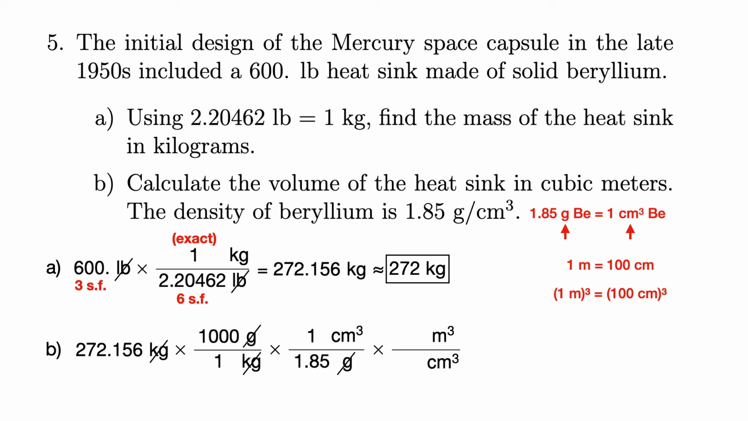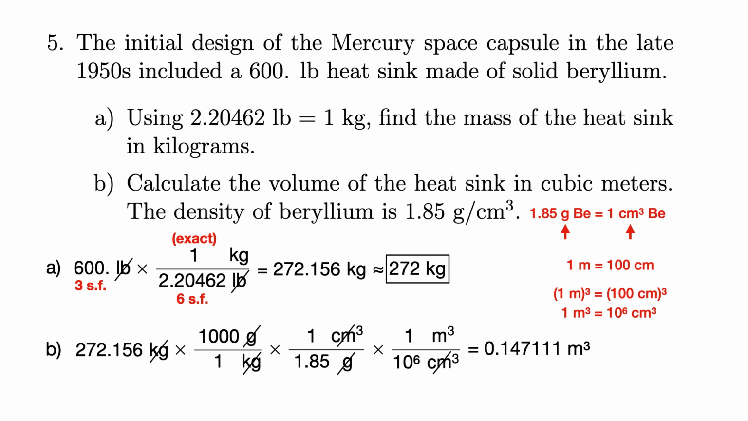And then cubing both sides, expanding out both sides of this relation, we get that 1 cubic meter is actually 1,000,000 cubic centimeters. It's 10 to the 6. So we've got 10 to the 6 cubic centimeters are 1 cubic meter. And so now our cubic centimeters will properly cancel, and we'll be left with cubic meters. Multiplying and dividing, we get our volume is 0.147111 cubic meters.